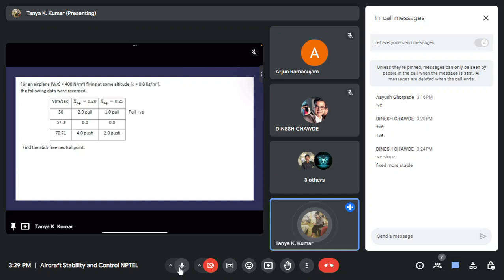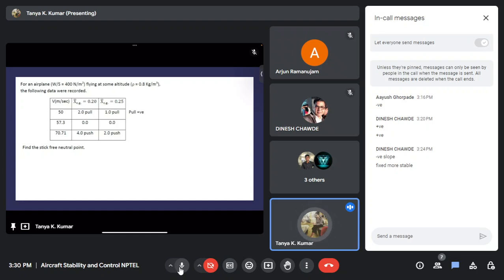For an airplane, the wing loading is given to you, W by S, 400 Newton per meter square, flying at an altitude where density is 0.8 kg per meter cube, and this is what is recorded. It was flown at 3 different velocities and 2 different CGs. Initially the X bar CG was 0.2, and then it was 0.25. So these were the 2 CGs, flown for 3 different velocities.